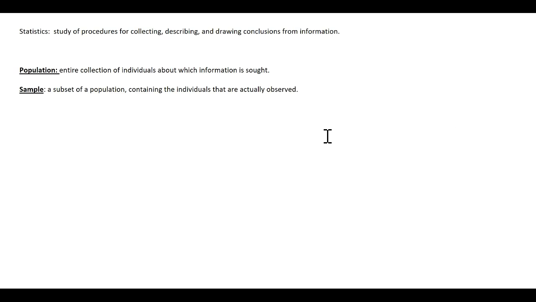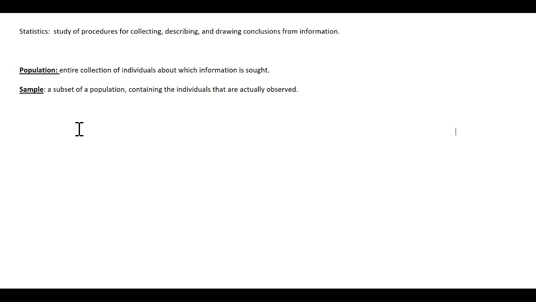Now, there's a difference in who we're talking about when we're discussing statistics. There's two different types. There's a population and there's a sample. The population is the entire collection of individuals about which information is sought, meaning it's everything that we are looking at. So this includes all females in the United States, or all of our grades in a class, because that is the population. There's none missing or anything like that. If we have everything, that's going to be a population.